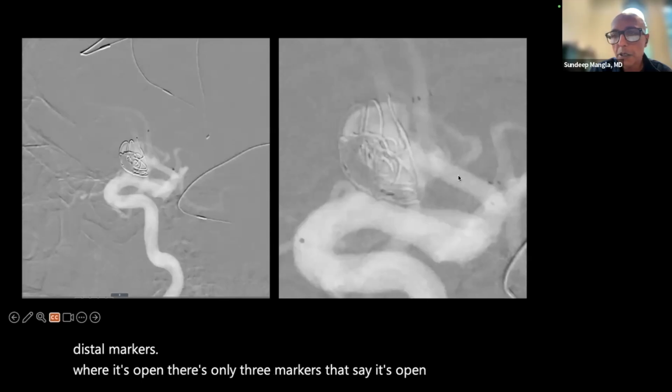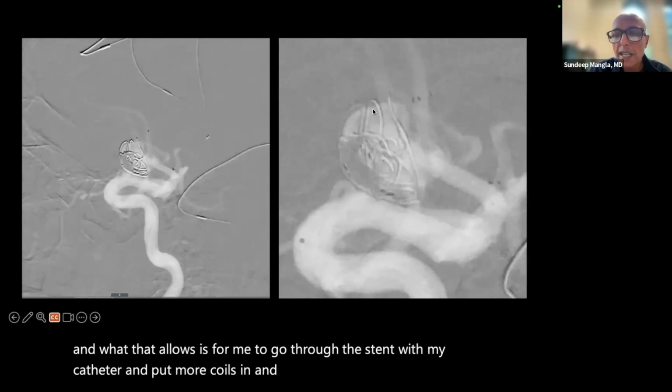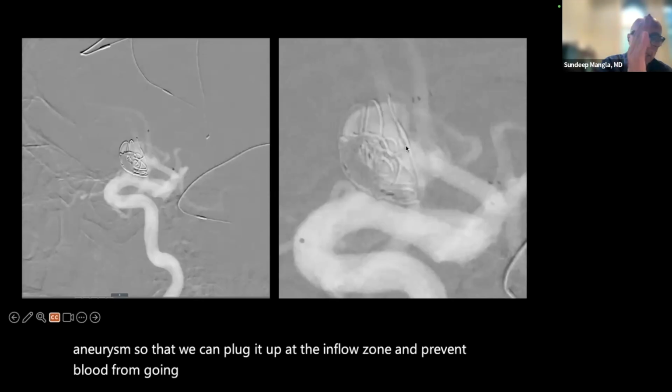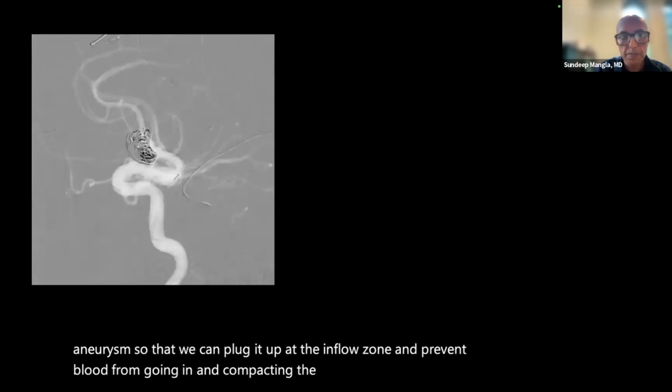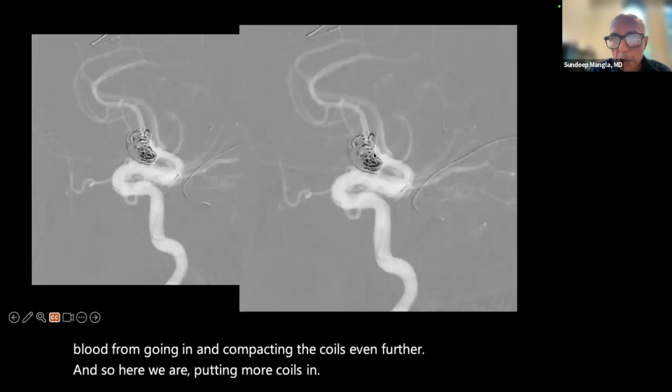And what that allows is for me to go through the stent with my catheter and put more coils in and more tightly pack that aneurysm so that we can plug it up at the inflow zone and prevent blood from going in and compacting the coils even further. And so here we are putting more coils in, more coils.